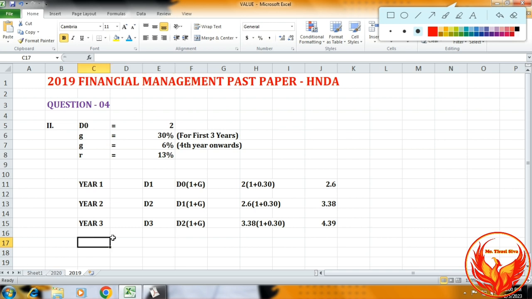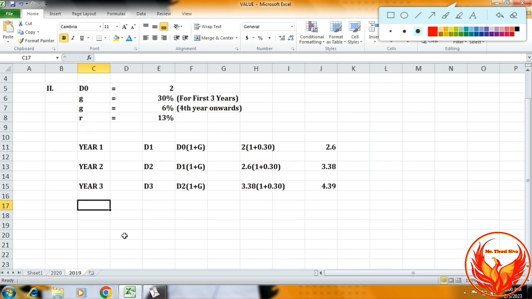Now we have to calculate P3. The equation to calculate P3 is D3 into 1 plus G divided by KE minus G.